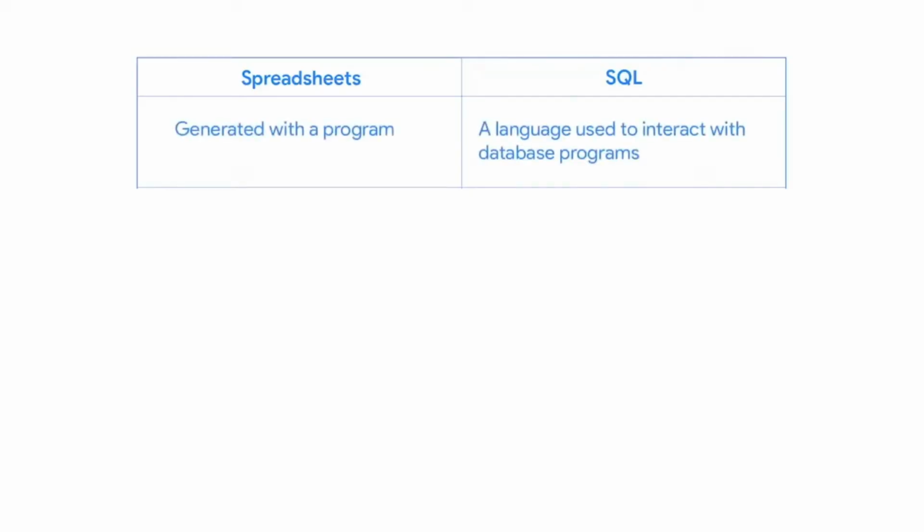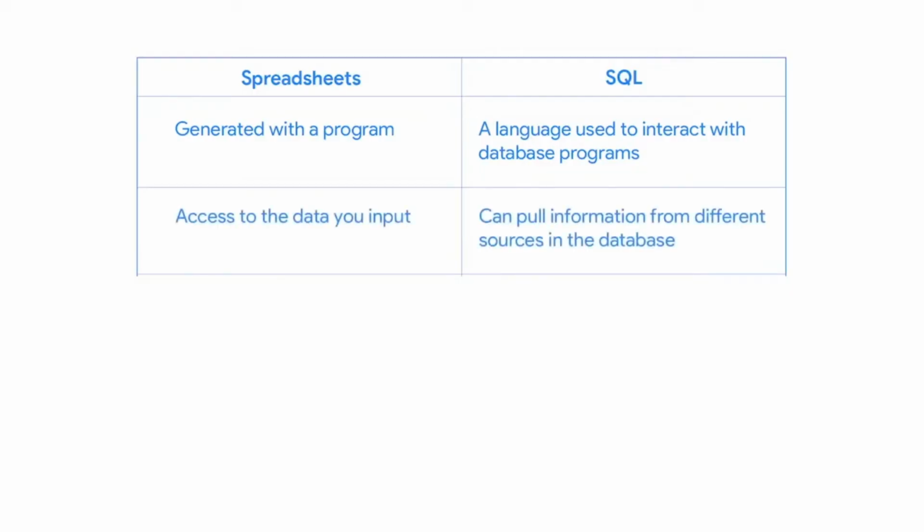Spreadsheets are generated with a program like Excel or Google Sheets. These programs are designed to execute certain built-in functions. SQL, on the other hand, is a language that can be used to interact with database programs like Oracle, MySQL, or Microsoft SQL Server. The differences between the two are mostly in how they're used.